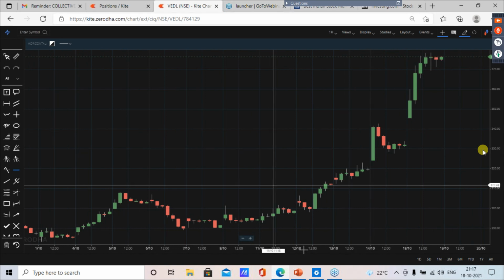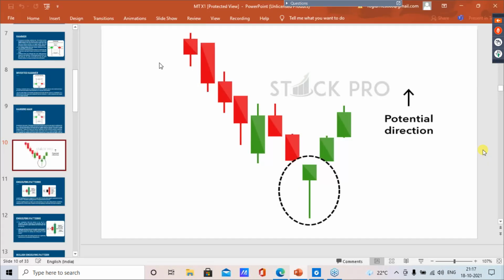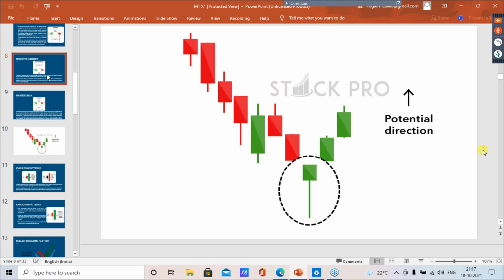We'll just come back to it. I'll just finish all the candlestick patterns. So this is the bullish hammer. Okay. Likewise, we have the inverted hammer also.